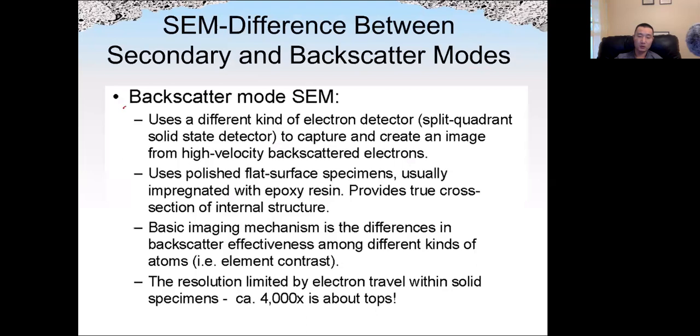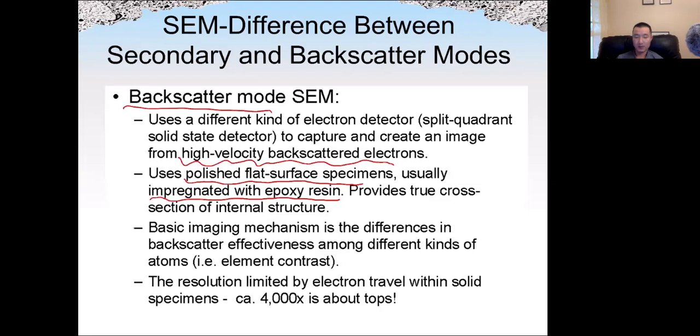For the backscatter mode, again, we need to prepare the sample or polish the sample. Okay, but it uses a different kind of electron detector. Okay, the speed of the electrons is higher, high speed backscatter electrons. And again, the sample needs to be polished and flat. Okay, we need to prepare the sample surface, use epoxy resin, and then we do the polishing using different grades of sand.